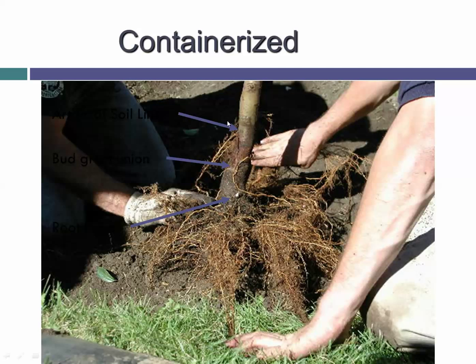And what we see here is the top arrow is pointing to the top of the pot. So this is the artificial soil line from the nursery. Here is the bud graft union, and this one right down here is the root flare, which would have been at the bottom of the pot with the way this plant was prepared.